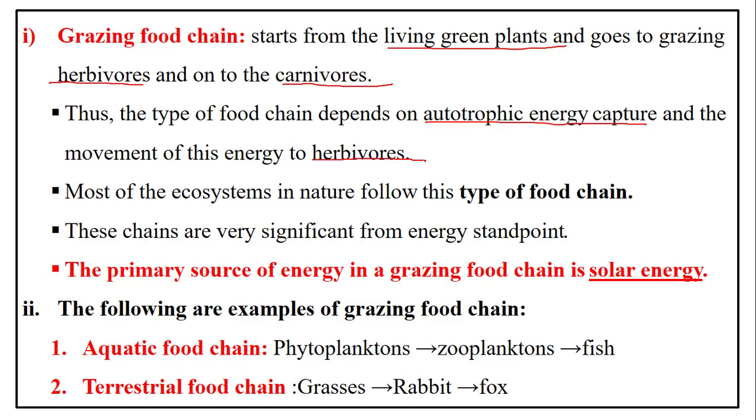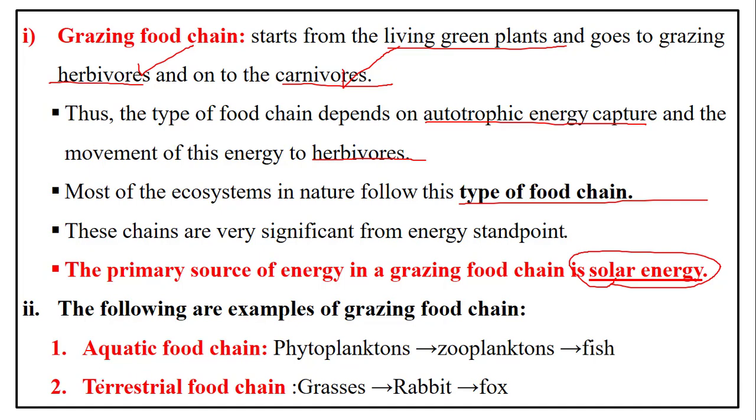Most of the ecosystems in nature follow this type of food chain. Green plants can start producing this food using the solar energy. So the primary source of energy in the grazing food chain is the solar energy that is used by the green plants for photosynthesis, and they can produce their own food. The food they produce can go through sequential usage by the animals, like the herbivorous, and next to herbivorous it goes to the carnivorous, right? The following are examples of grazing food chains.